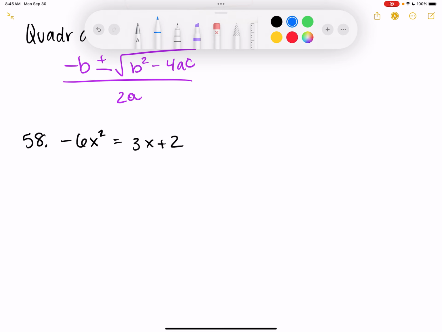So when I do this, it doesn't matter which side, but I need to get everything on one side to be able to do the quadratic formula. I don't like dealing with negatives, so I'm going to move the 6x over. So 0 equals 6x squared plus 3x plus 2.